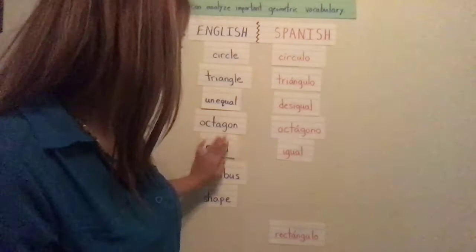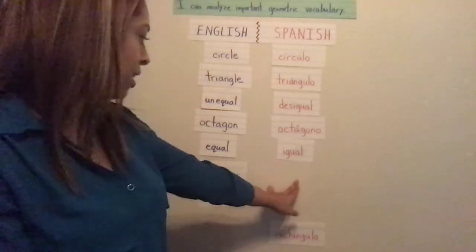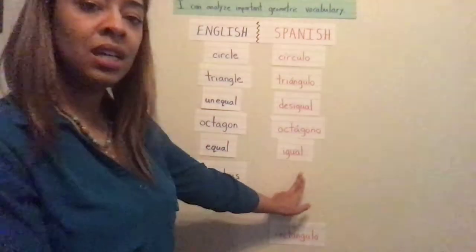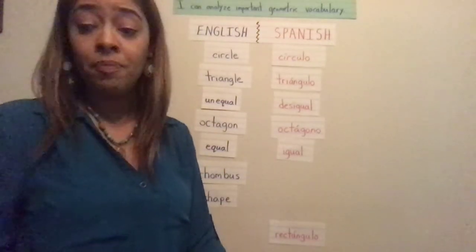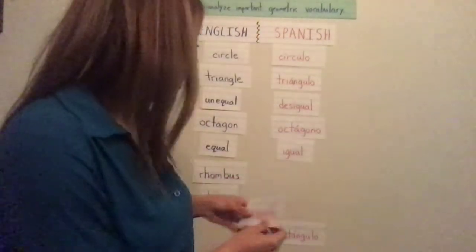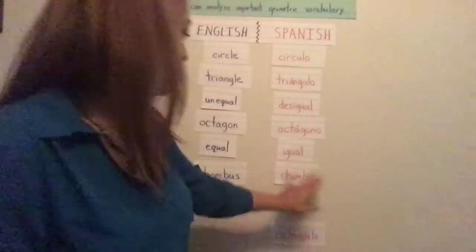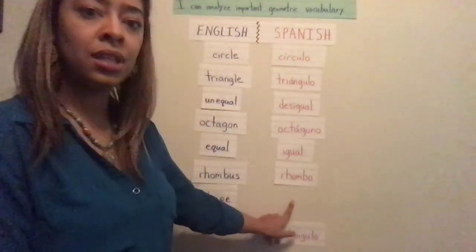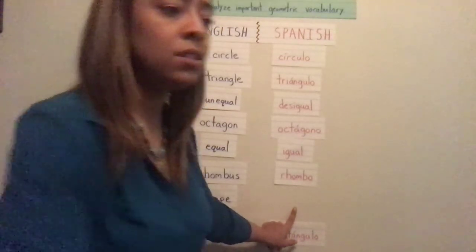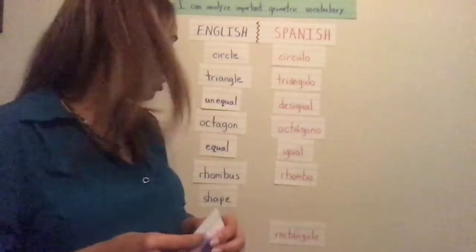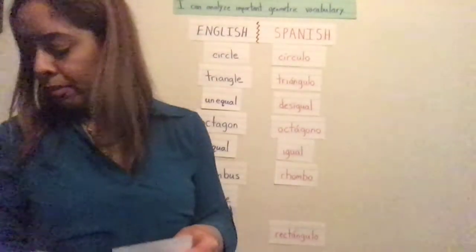Equal in English. Okay, what about the other way? What is rhombus in Spanish? Does anyone know? Good job. Rombo, rombo. Good job. Thank you. Okay, what about shape in Spanish? Does anybody know shape? No? That's okay. Shape is forma. In Español, shape is forma.